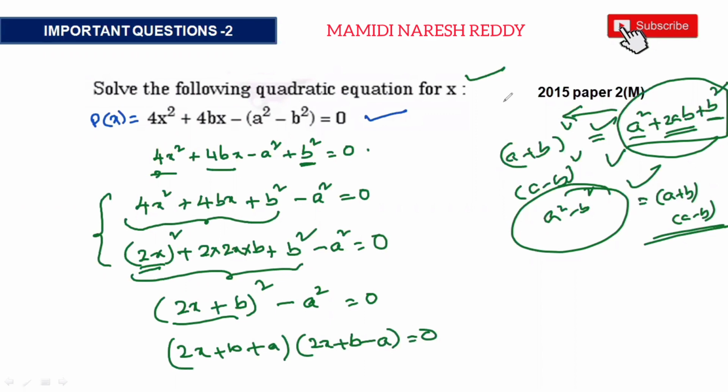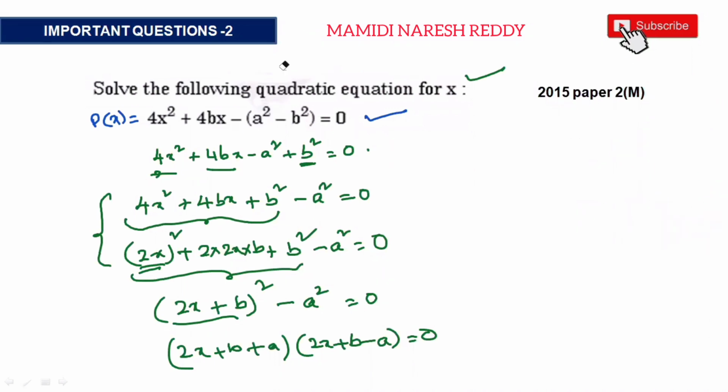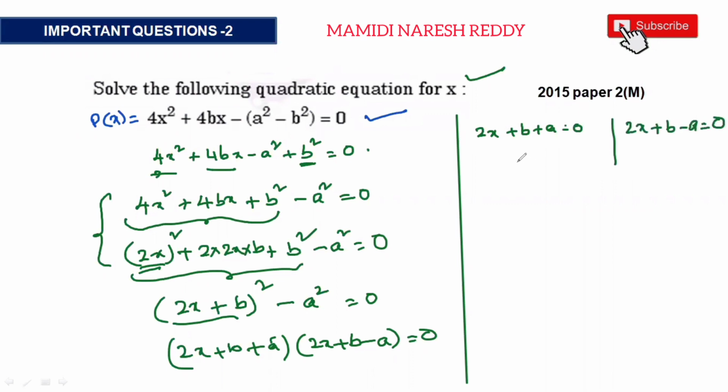I hope you understood. And next, let me rub this, right. Now, my dear friends, as the product of these two terms is equal to 0, each and every term is equal to 0 here. So 2x plus b plus a is equal to 0 and 2x plus b minus a is equal to 0.